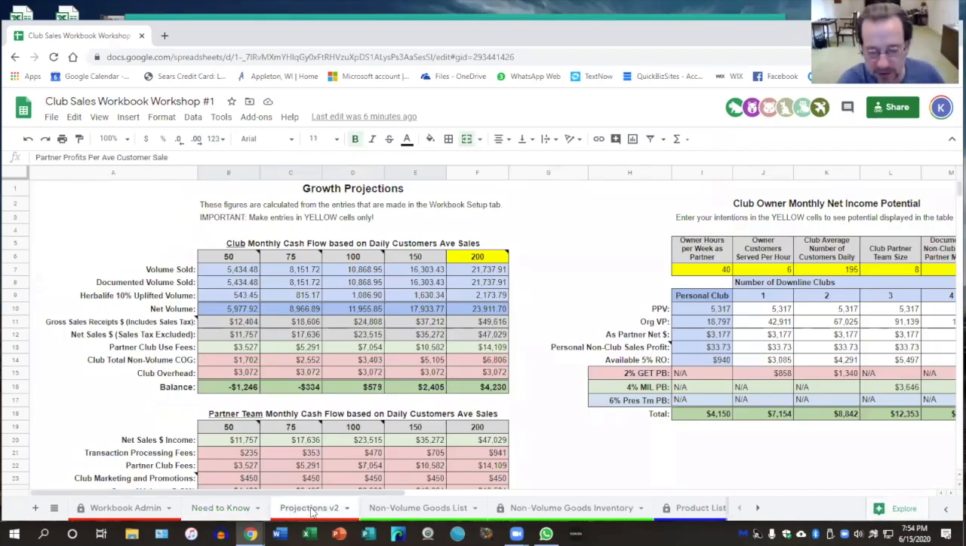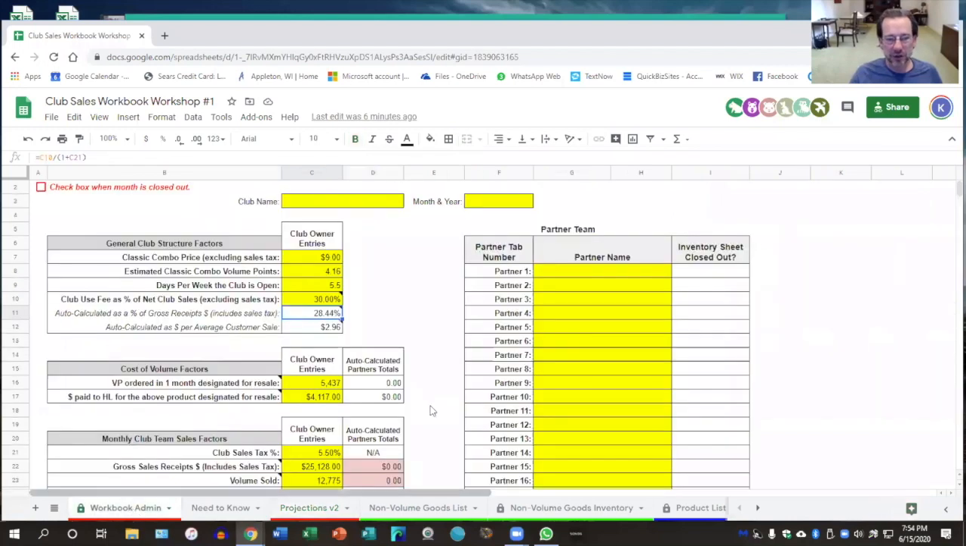So you're working in a club and you're actually making profit that is measurable. Now, here's how this is all done when you're using this workbook. The club owner under workbook admin is putting in what the average, well, actually it doesn't even do that. The formula does this. This puts what your average sale is above your classic combo price. But here's something it does.